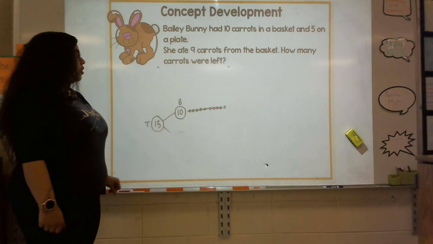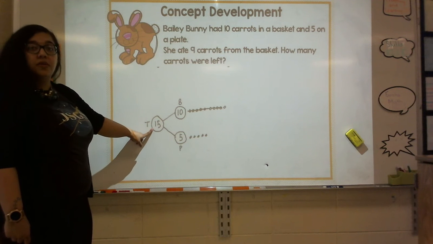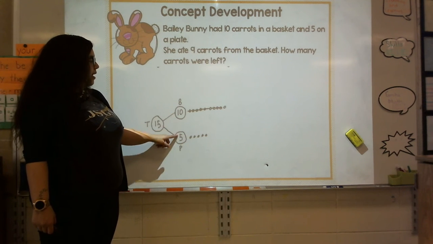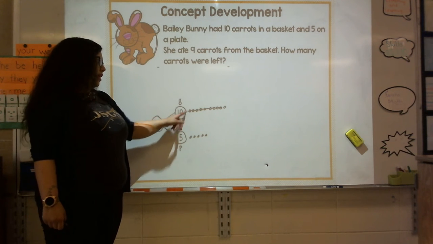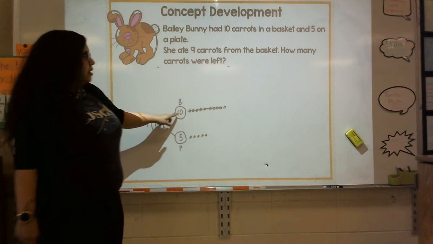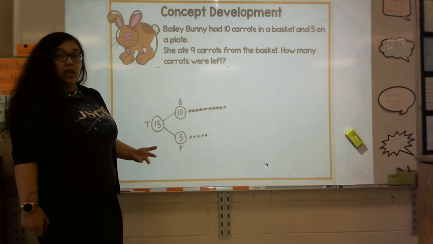Okay, well, we can draw this as such. We know the total number of carrots was 15. We know that there were 10 in the basket and 5 on the plate. Notice the label, so 10 and 5. And then we're told that she ate 9 carrots from the basket. So the drawing shows that 9 in the basket are crossed out. There's a couple ways to solve this.